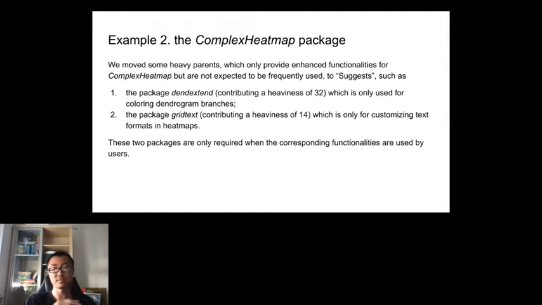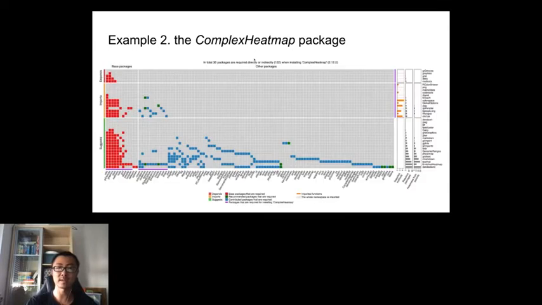Because these two packages only provide enhanced functionalities for ComplexHeatmap, and I think maybe less than 1% of users will use these functionalities, and because I'm also the developer of the ComplexHeatmap package, I moved these two packages to the suggests of ComplexHeatmap, to categorize them as weak parents of ComplexHeatmap. So now ComplexHeatmap only has 30 strong dependencies. If we include all these strong parents, there will be 122 dependency packages in total that will be installed or required.